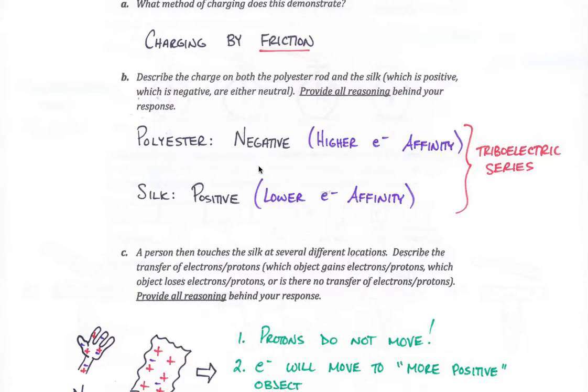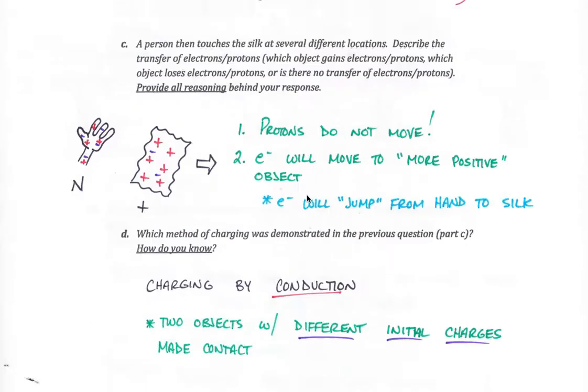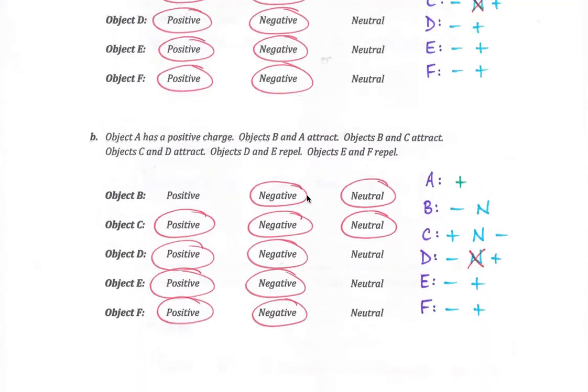So the triboelectric series will tell you about the electron affinity of these materials, or how strongly they form bonds with electrons, how strongly they can rip them away from other objects. So here we're told that the polyester becomes negative and the silk becomes positive due to their higher and lower affinities for electrons respectively. And this was found out using the triboelectric series.